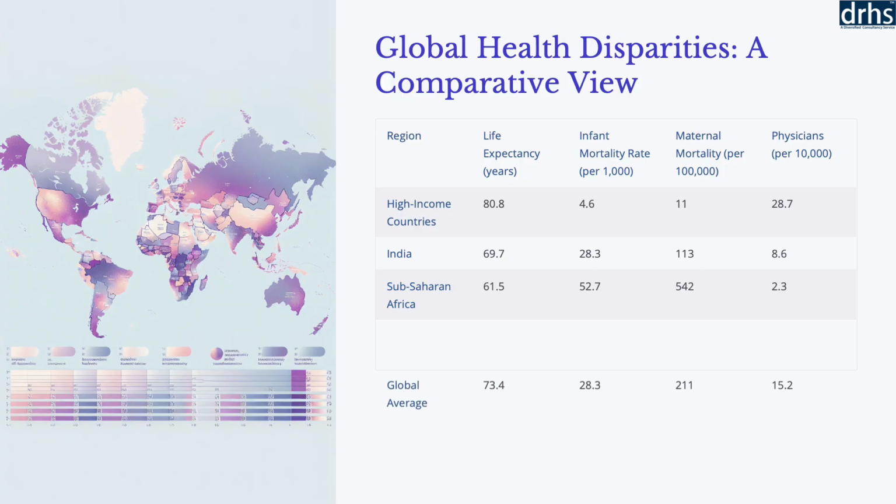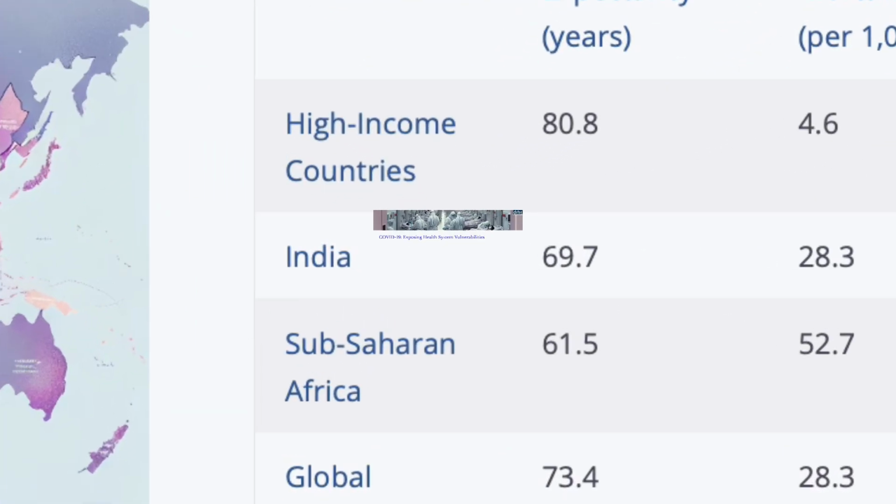These disparities are not inevitable, they are the result of inequalities in healthcare access, funding, infrastructure, and the underlying social determinants of health, such as poverty, education, and sanitation. Closing this gap requires targeted global interventions, increased investment in health systems, and a renewed commitment to equity to ensure that geography does not determine one's right to health and survival.